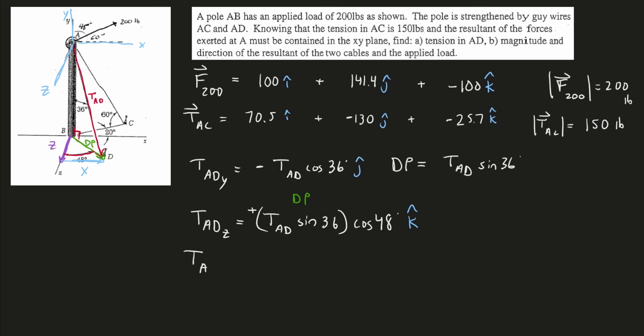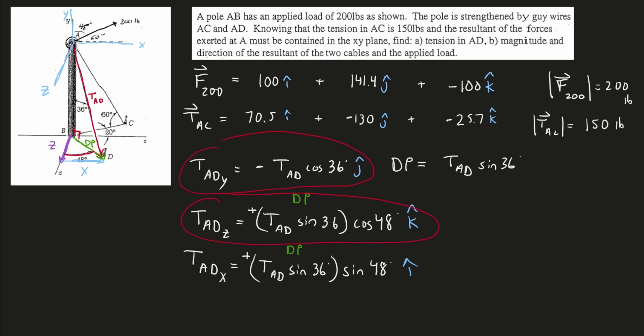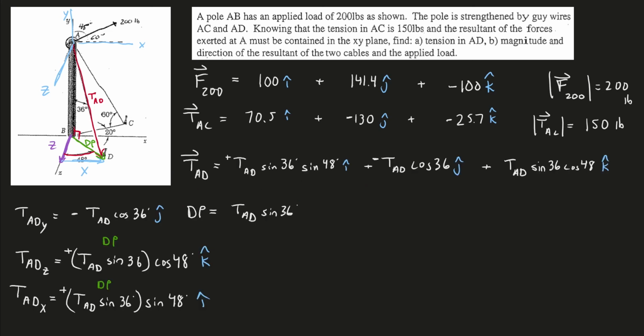And for the x component, TADx, still focusing on that same right triangle, it'll be our double projection again, times the sine of 48. And as we can see by that blue line, that's pointing in the positive x direction, so this will be a positive x component. And there we go. We have a negative y, a positive z, and a positive x. All written in terms of unknowns, but that's okay. So let's just write that out. And there we go.